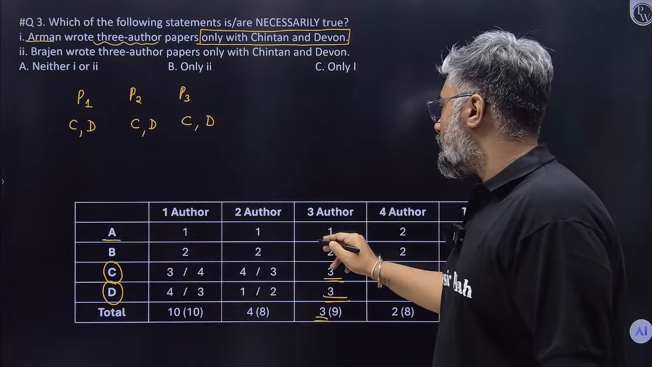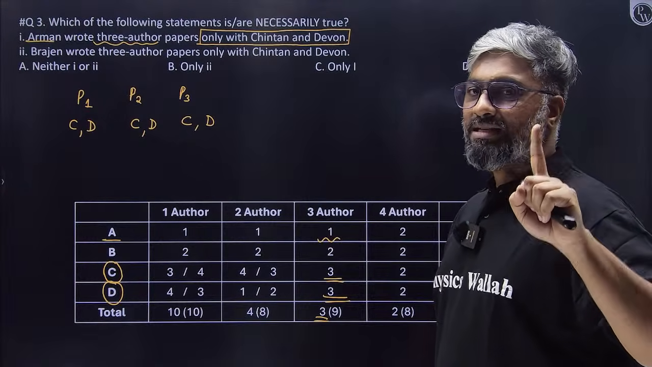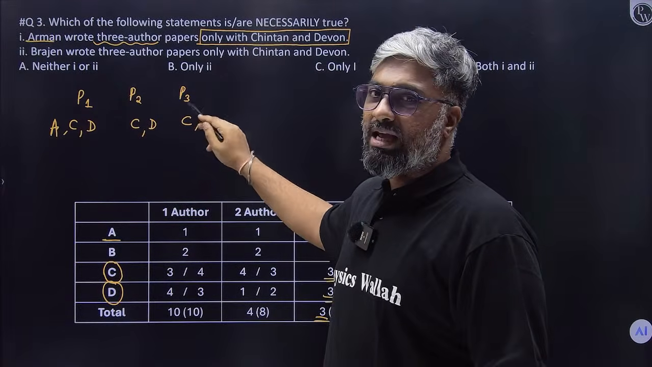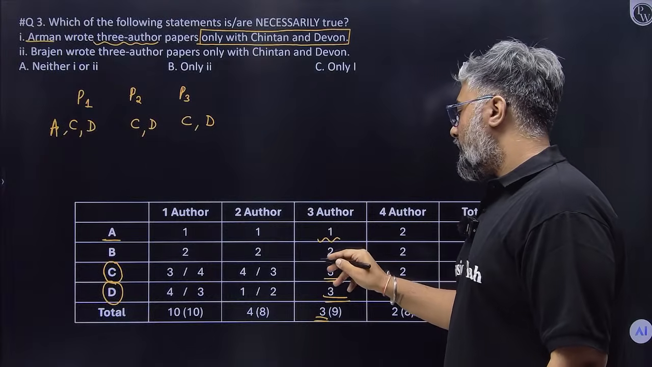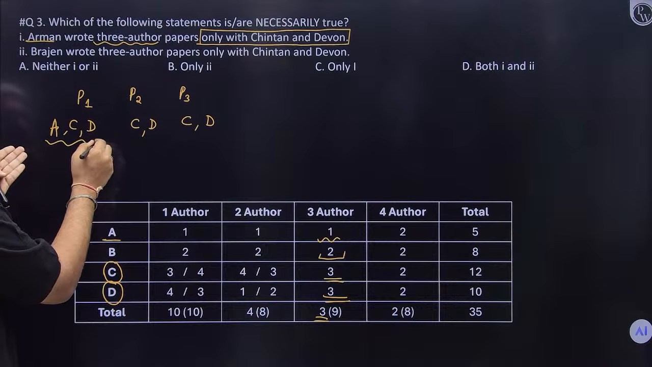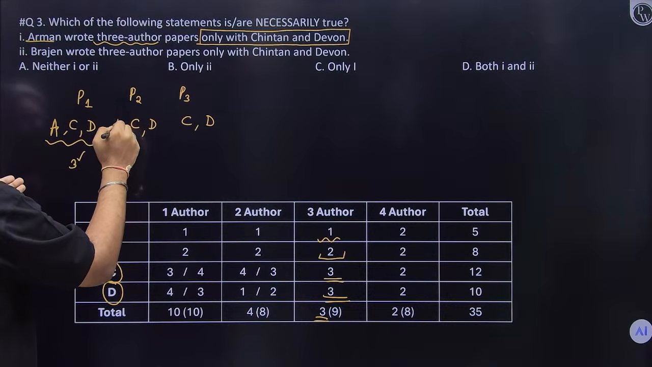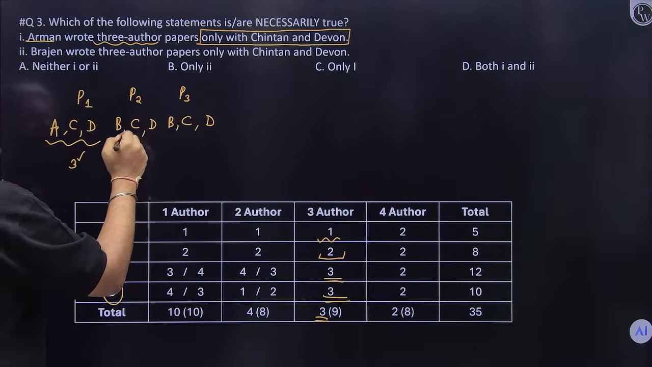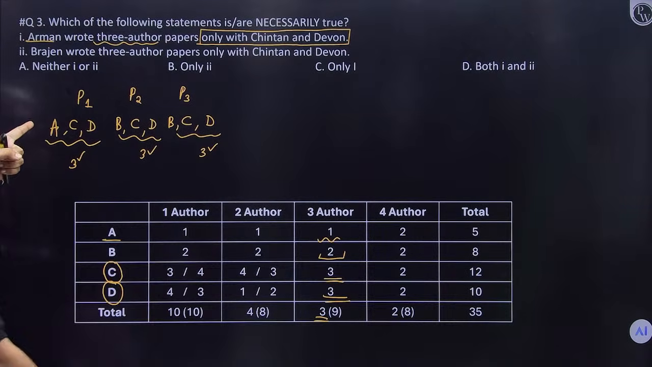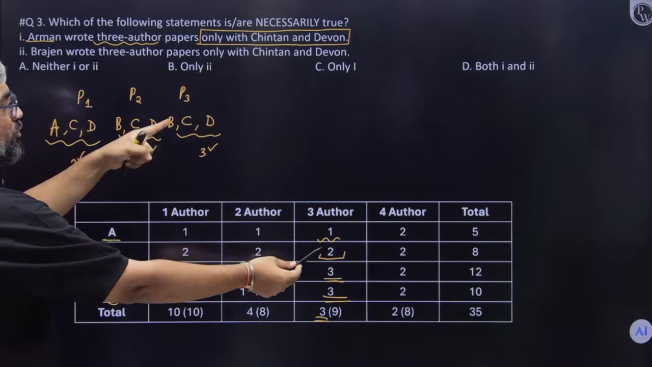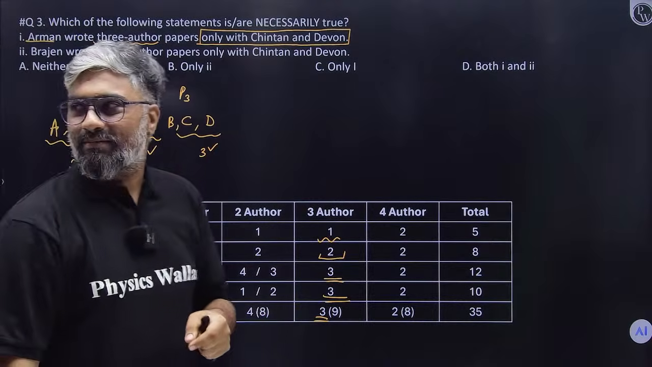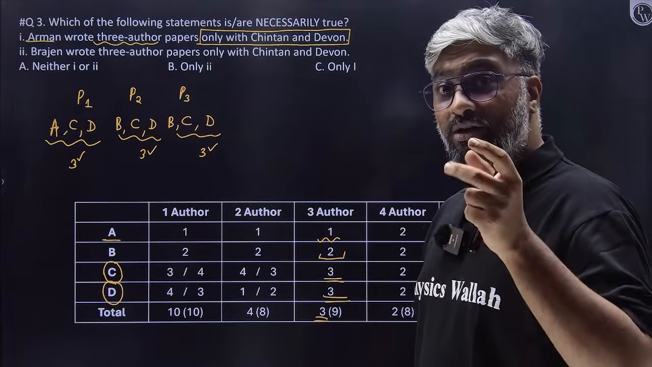A has contributed in only 1 paper. A has not contributed here. B has contributed in 2 papers. Which would be the 2 papers? Obviously not this, because we already have 3 authors done. It has to be here and here. Correct? Now verify. A's contribution only once. B's contribution twice. C's contribution 3 times. D's contribution also 3 times. Works? Cool? So now I can answer this question.